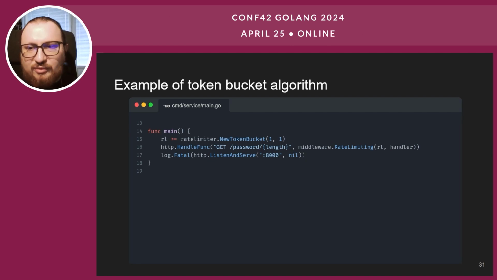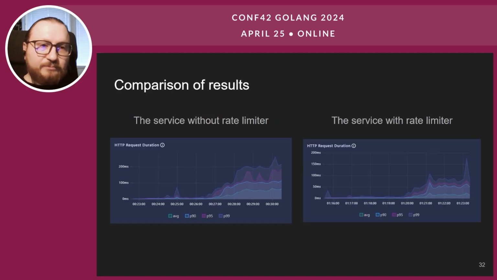I use the same service as the previous example, but with a few changes. Initialize the rate limiter first with a bucket size of 1 token and refill rate of 1 token per second. That means that we allow approximately one request per second from a single user. Then wrap the handler function with the rate limiting middleware and pass the rate limiter there.